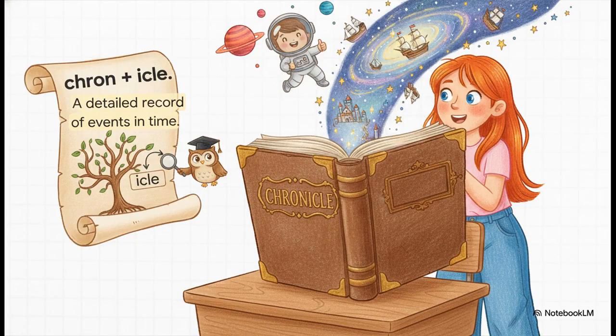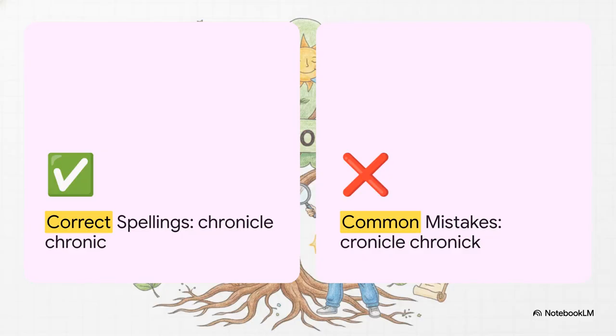All right, let's move to chronicle. This is built from chron plus the suffix -icle. It means a detailed record of events in time. Think of it like a thick, dusty old book detailing a town's entire history year by year. That is a chronicle.